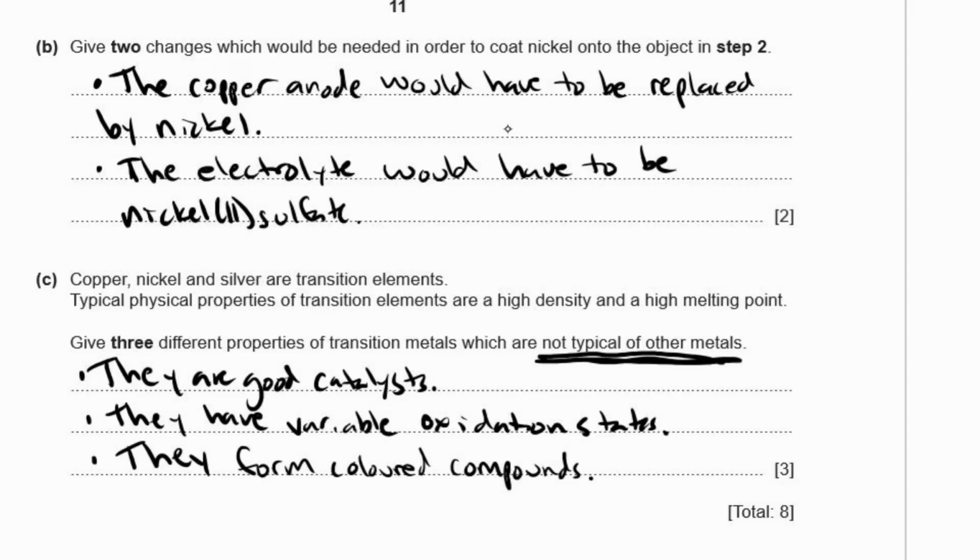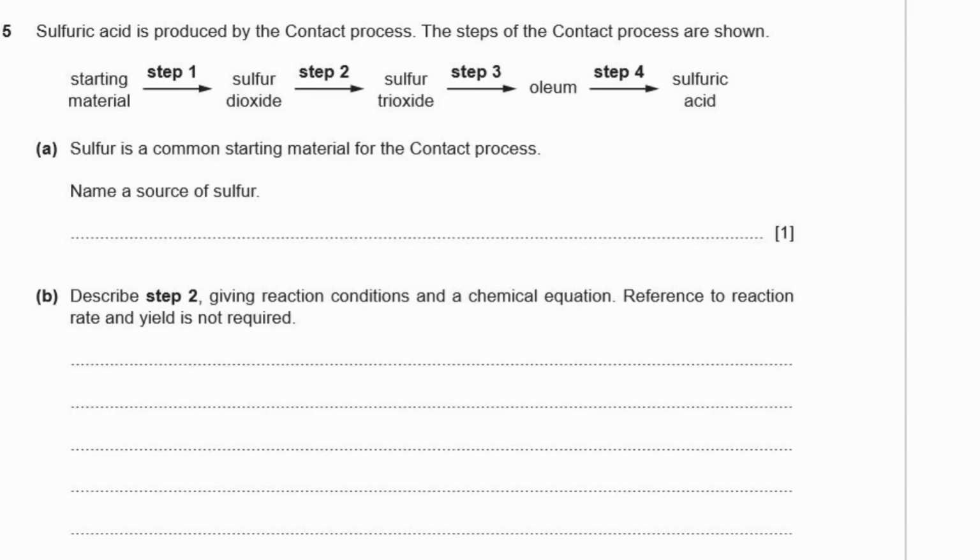All right, that's the end of question 4. Question 5. Sulfuric acid is produced by the contact process. The steps of the contact process are shown. So we have our starting material. Step 1, it turns it into sulfur dioxide. Step 2, sulfur trioxide. Step 3, it becomes oleum. And step 4, sulfuric acid.